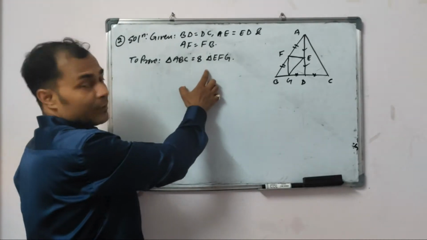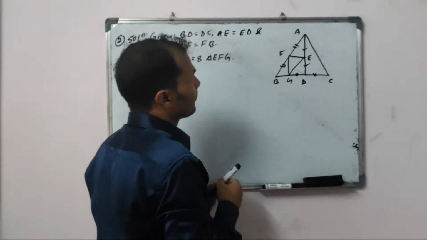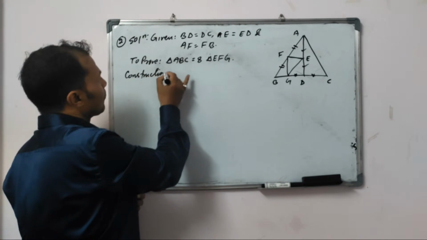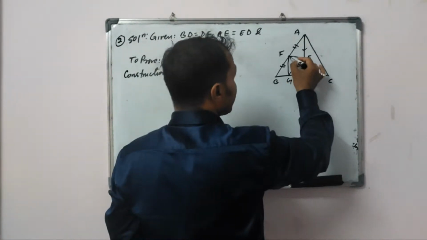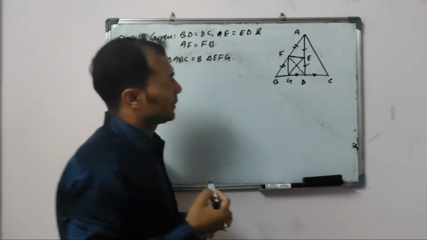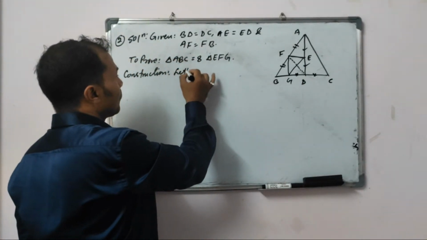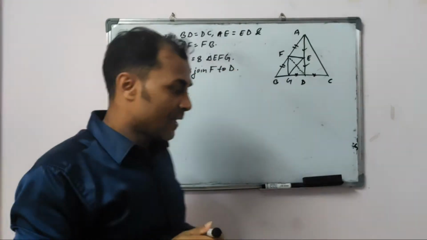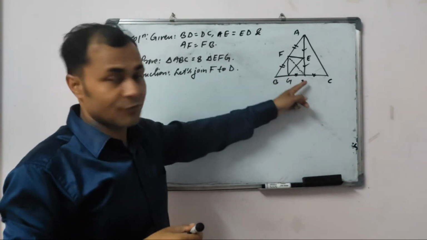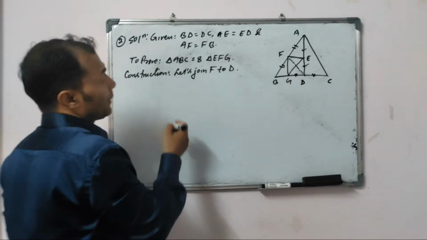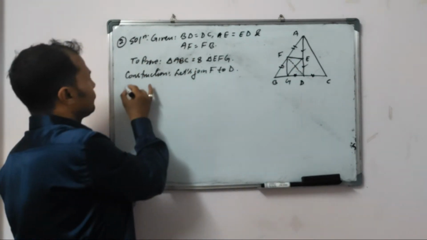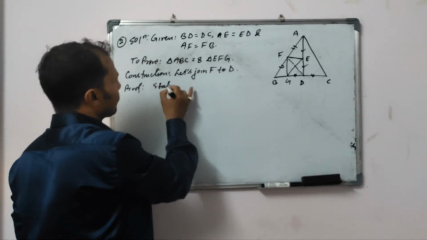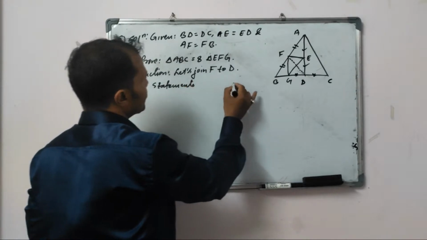Now, how to prove this? Any idea, anyone? See here what I'm doing. Construction is, let's join F to D. So we have joined F to D. Now once you join this, what happens? Proof. Now it becomes so much easier. Statements and reasons.